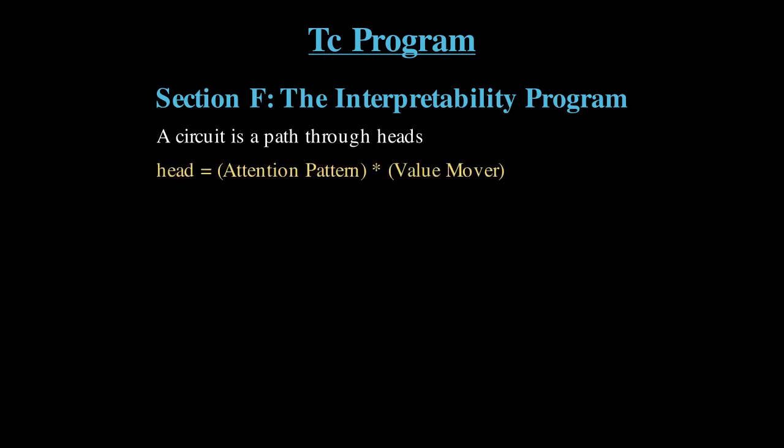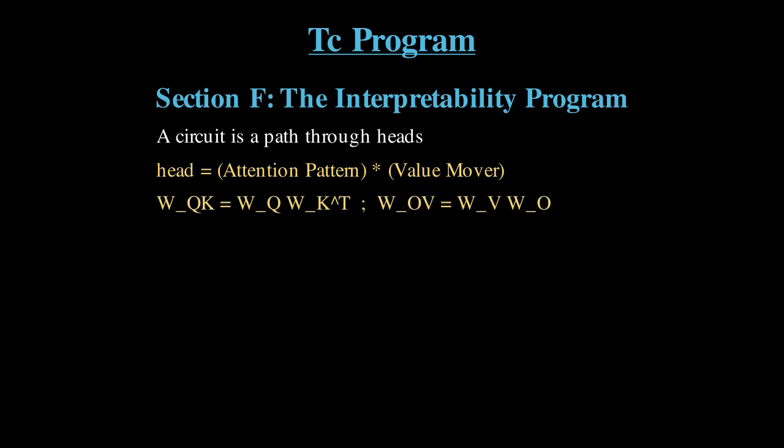The promise is profound. If every head is just two matrices and every circuit is a path through heads, you can, in principle, enumerate everything a transformer does. Now, in practice, MLP layers and superposition complicate this clean picture. But even so, this framework gave the field its first reproducible recipe.